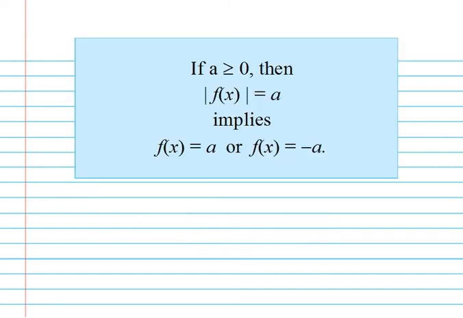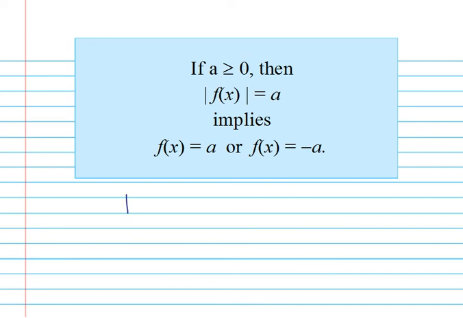And so in general, we see that provided that a is bigger than or equal to 0, that's because the modulus of anything cannot possibly equal a negative value, if we have the modulus of a function equals a, then that tells us that that function is either equal to a or that function is equal to negative a. We've only dealt with linear functions here, but that would apply for anything.